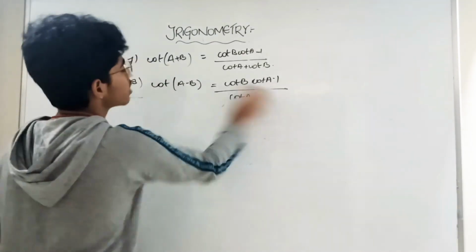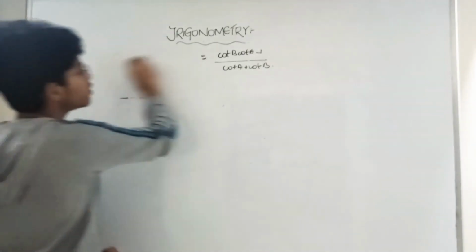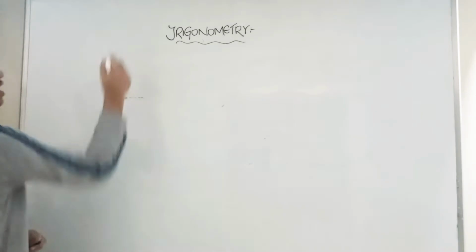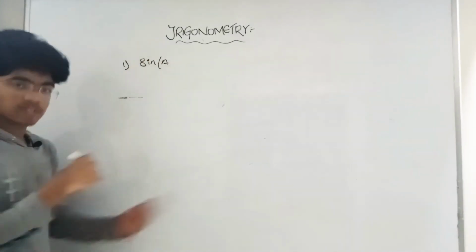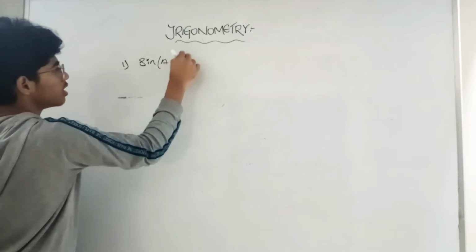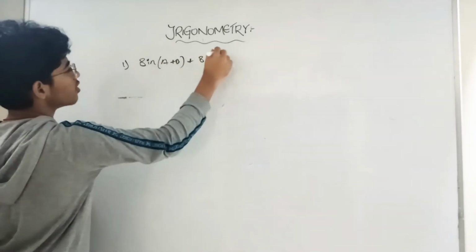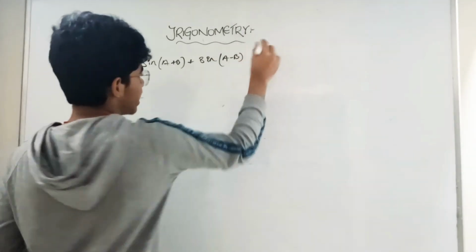Next we will be going to a bit more advanced. Just using what we have learned, we'll simplify some terms. Okay, so we know the formula of sine of a plus b. We have just learned it. And what if we add sine of a plus b and sine of a minus b? What's going to come? So we'll first derive this.